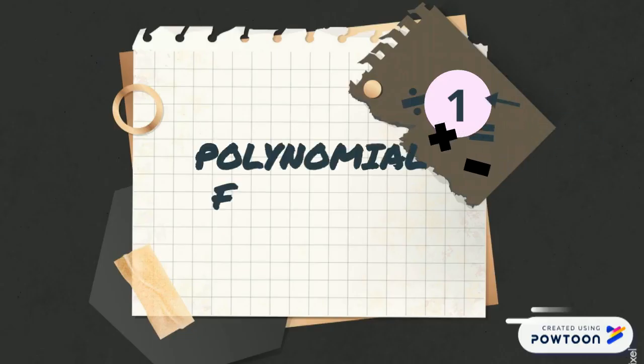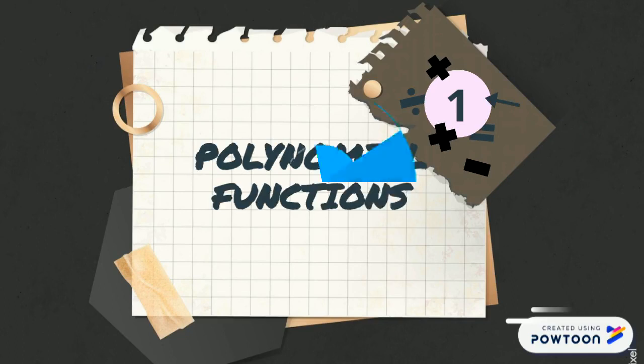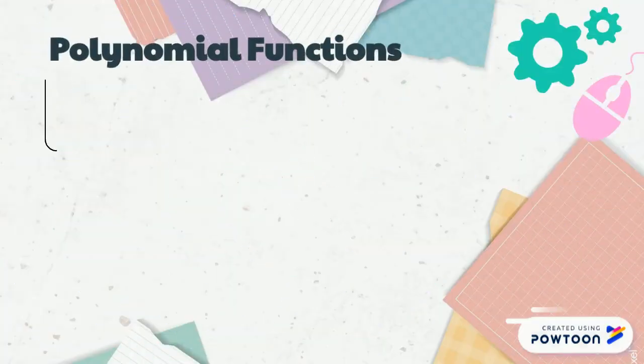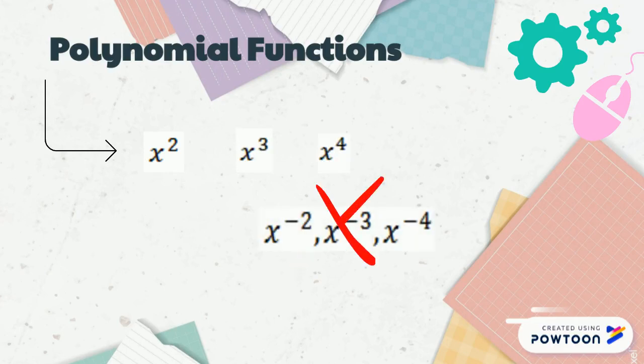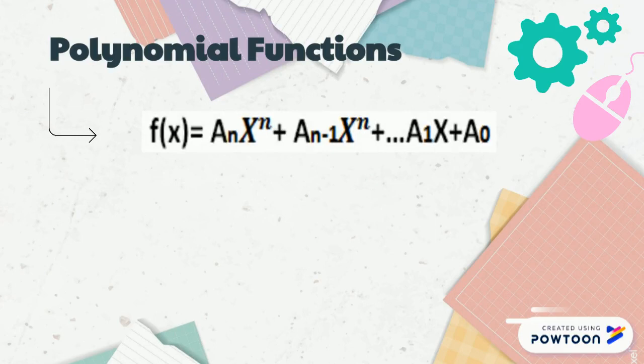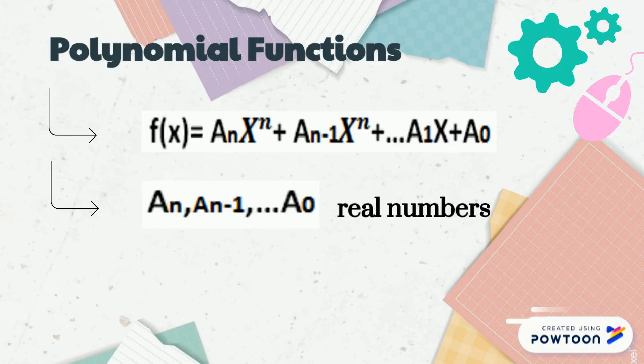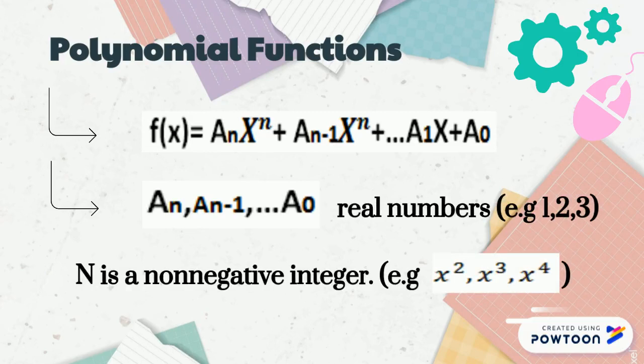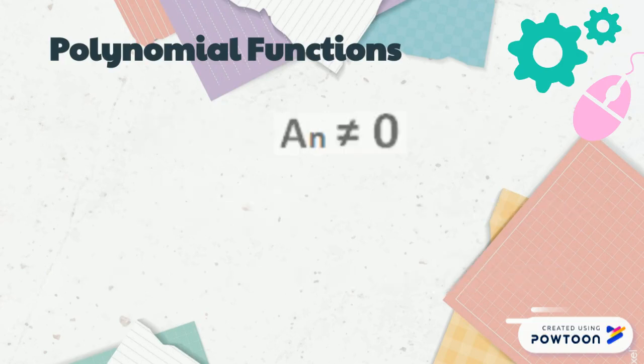Now let's try to understand the mathematical concept of polynomial function. A polynomial function is a function such as a quadratic, a cubic, a quartic, and so on, involving only non-negative integer powers of x. It has the form a sub n x to the n plus a sub n minus 1 x to the n minus 1 plus and so on, plus a sub 1 x plus a sub 0, where a sub n, a sub n minus 1, and a sub 0 are real numbers and n is a non-negative integer. Also, a sub n cannot equal 0.